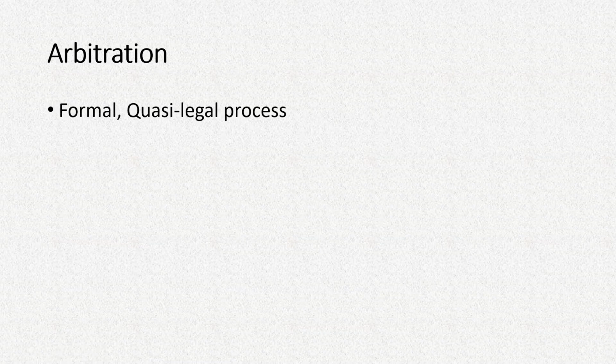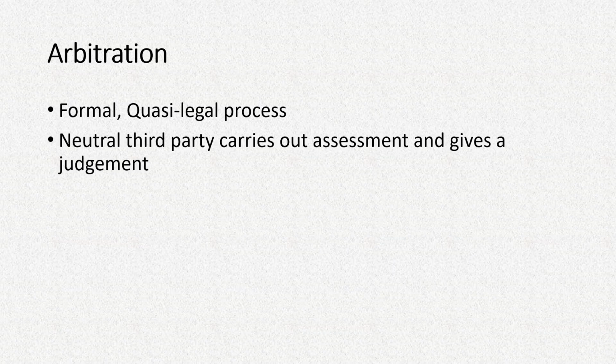So arbitration is quite a formal process, and it's a quasi-legal process. It means it is like a legal process but not exactly legal, because it's not done in the court of law but in a different formal setup. So a neutral third party again carries out assessment and gives a judgment. Now the difference between the previous mediation or conciliation and arbitration is that instead of giving a suggestion, the arbitrator will give a judgment in favor of either of the parties.